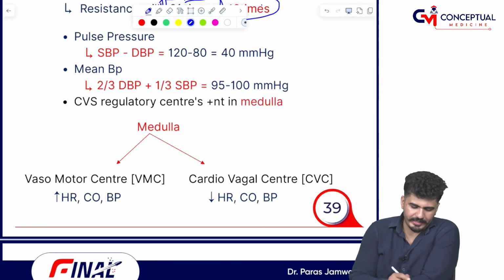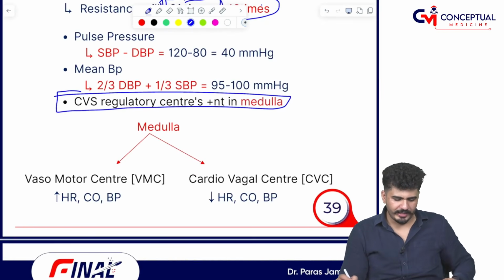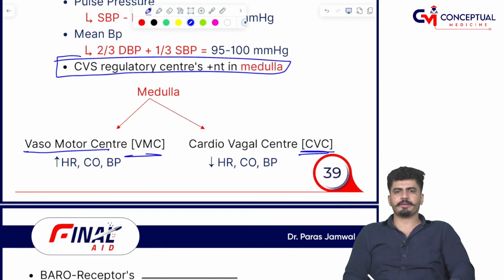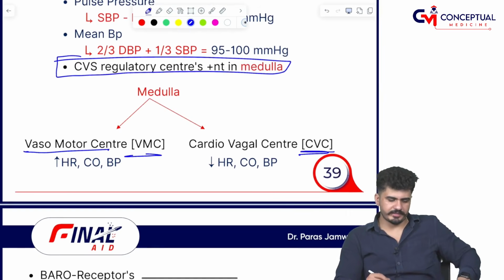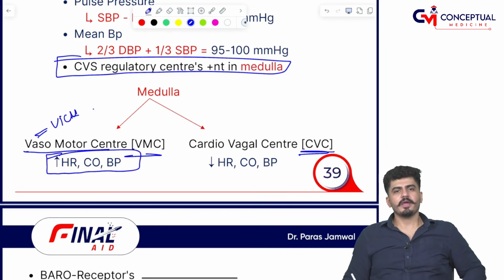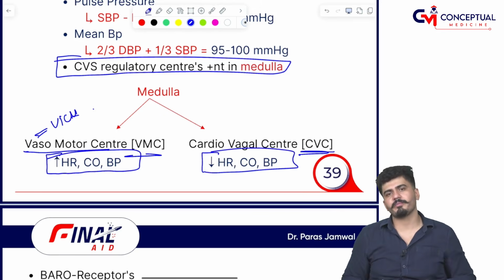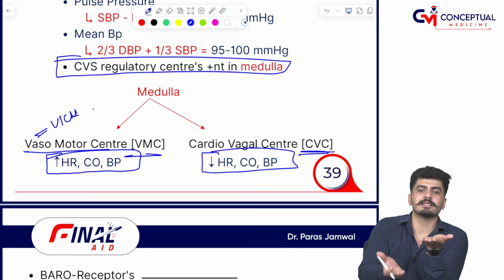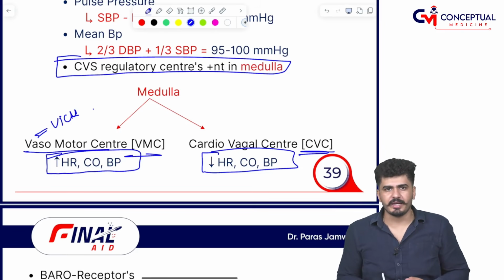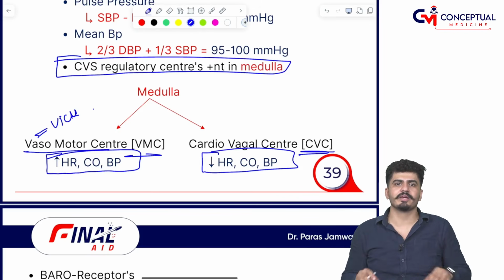Now coming to the next, the regulatory centers which are present in the medulla, my dear friends. The medulla has 2: one is the vasomotor center, VMC, another is the cardiovagal center. This vasomotor center is like a victory. Victory is increasing heart rate, cardiac output and BP. Now the cardiovagal center is cutting, stopping, so remember, it decreases heart rate, cardiac output and BP. So there should be a center which is increasing and a center which is decreasing. One is the increaser and one is the decreaser. Who is the increaser? VMC, victory. Who is the one that cuts? CVC, that is the cardiovagal center.